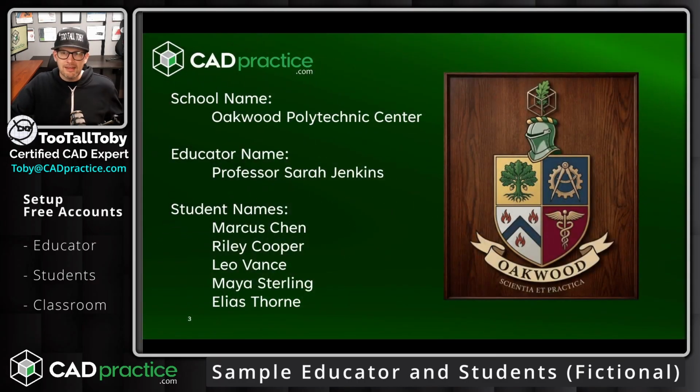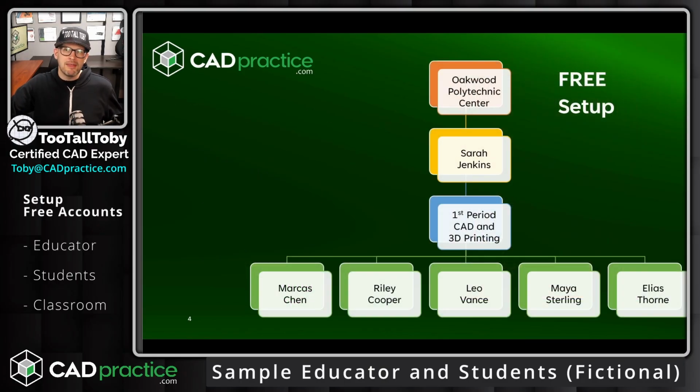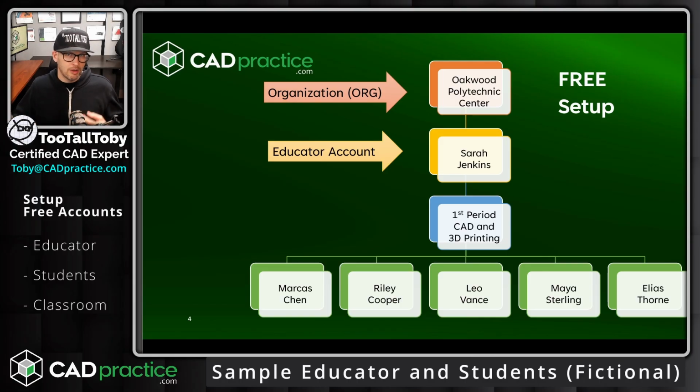The data set that we're going to work with today uses the school Oakwood Polytechnic Center, just a made-up school, with Professor Sarah Jenkins as the educator and a group of students underneath her. If we look at the org chart, the organization is called Oakwood Polytechnic Center. When setting up the free account for the educator, you're asked the name of your organization, and the idea is that you could have multiple educators within one organization.